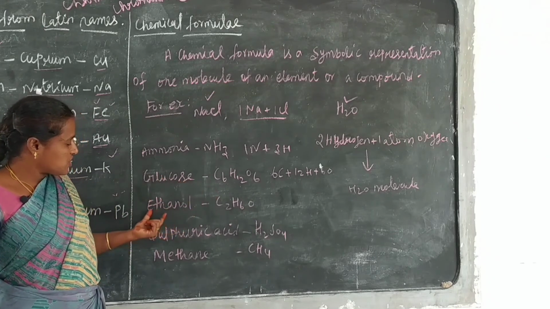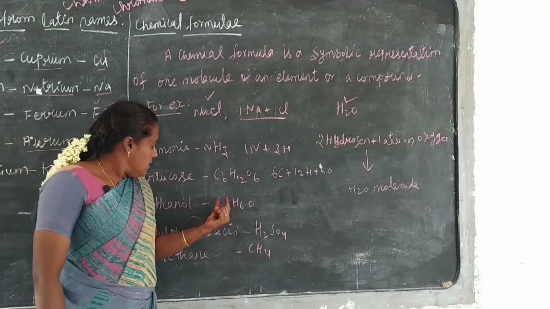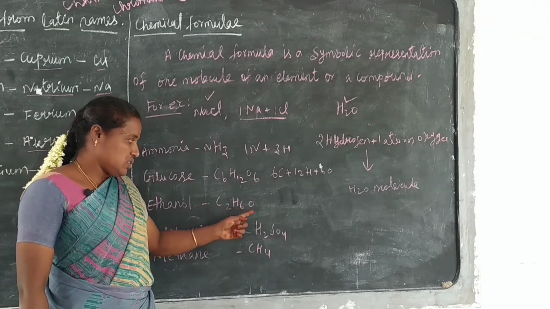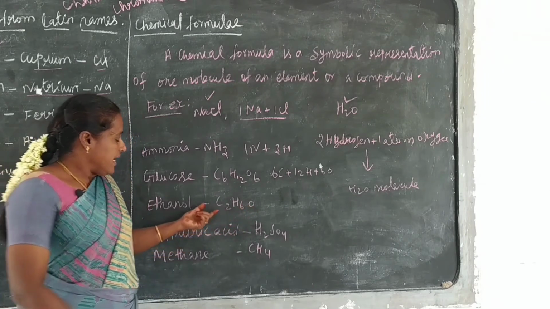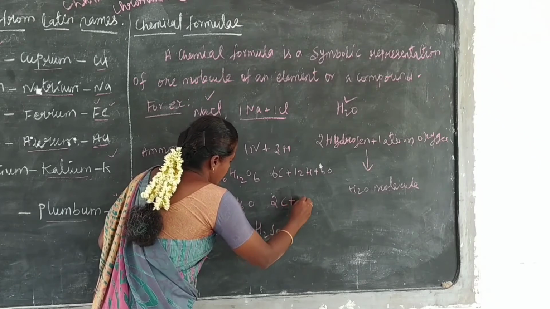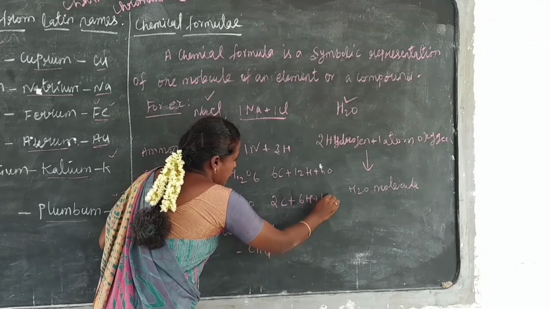Next one is ethanol. The chemical formula for ethanol is C2H6O. It contains 2 carbon atoms, 6 hydrogen atoms, and only 1 oxygen atom.